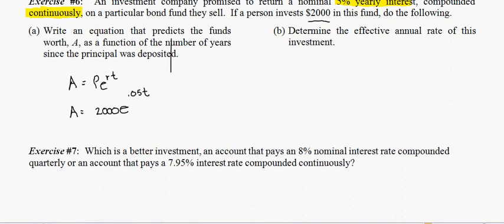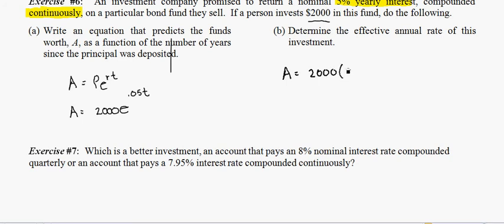Now letter B says determine the effective annual rate of this investment. See if you can figure out what this is. Pause the video for a second. Did you figure out that it was 5.13%? I didn't tell you what to round to. My apologies. There are a lot of different ways that you can think about this, but the way I really want you to look at it is the following.